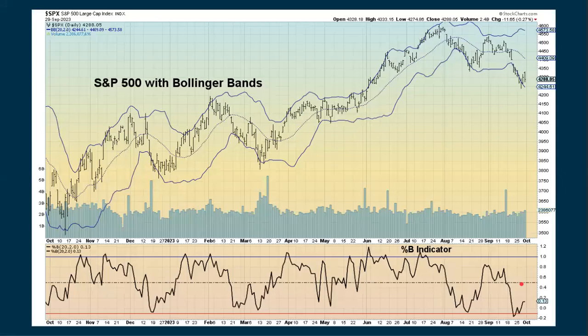And we have the percent B. This measures when we go above or below one of the upper or lower Bollinger Bands on this chart. And typically we spend very limited time either above or below one of the bands. So when we do end up closing outside of that, that gives us an extreme negative reading, and it tends to not last for very long.